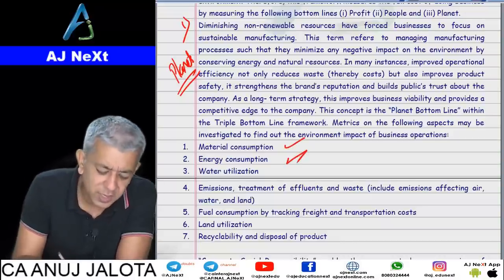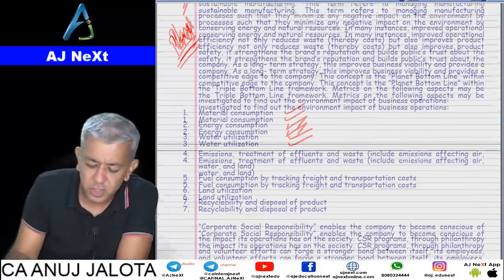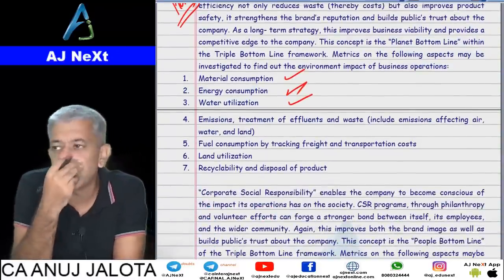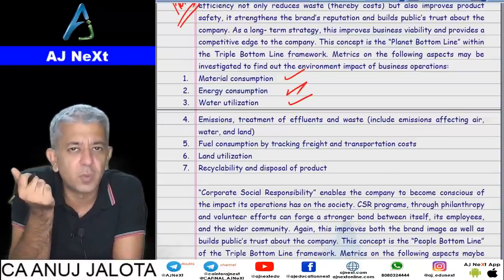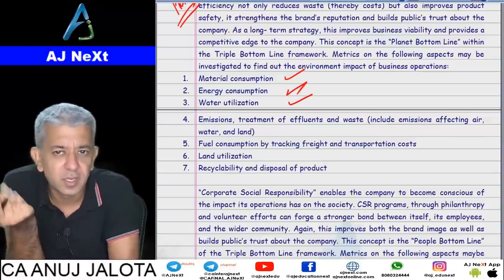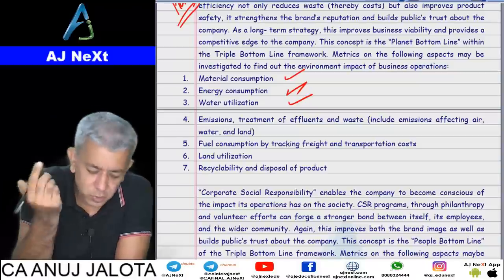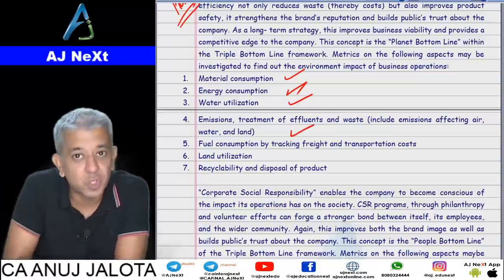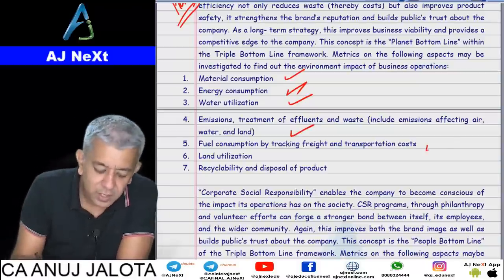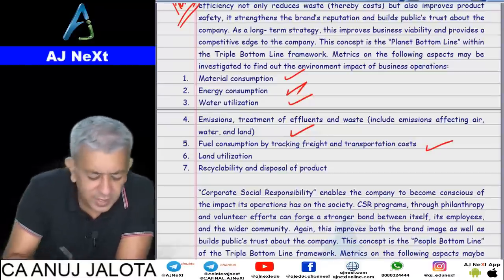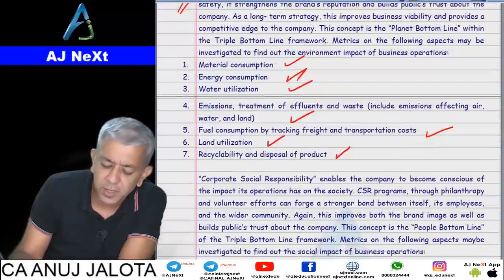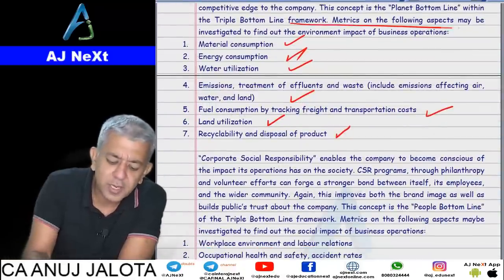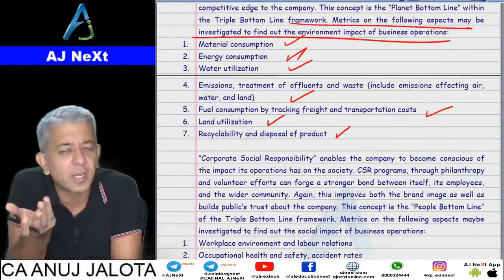Material consumption, energy consumption, the water utilization. If you'll remember, these are all those particular things that we have done under EMA also. Environmental management accounting, like water, electricity, energy and so on. Then you can try to track the emissions that you all have. Apart from that, the fuel consumption, then the land utilization, then the recyclability and disposability of the product. So all these particular things you can try to track and report.